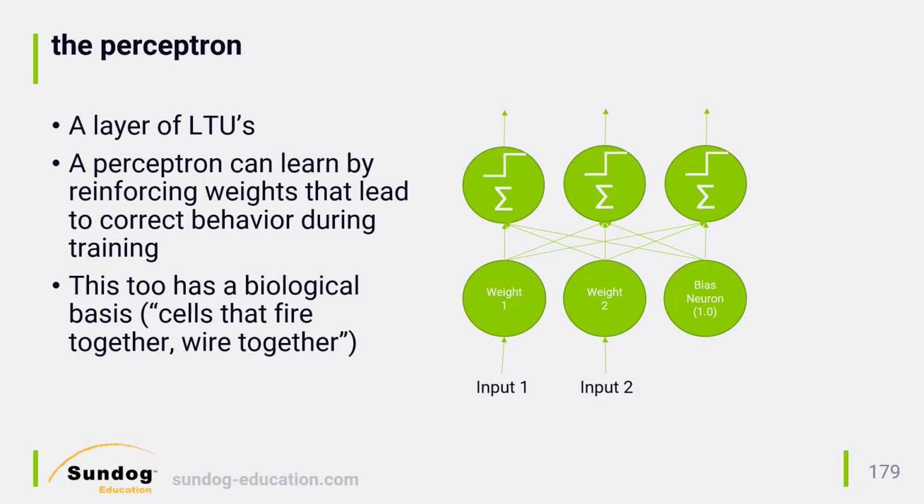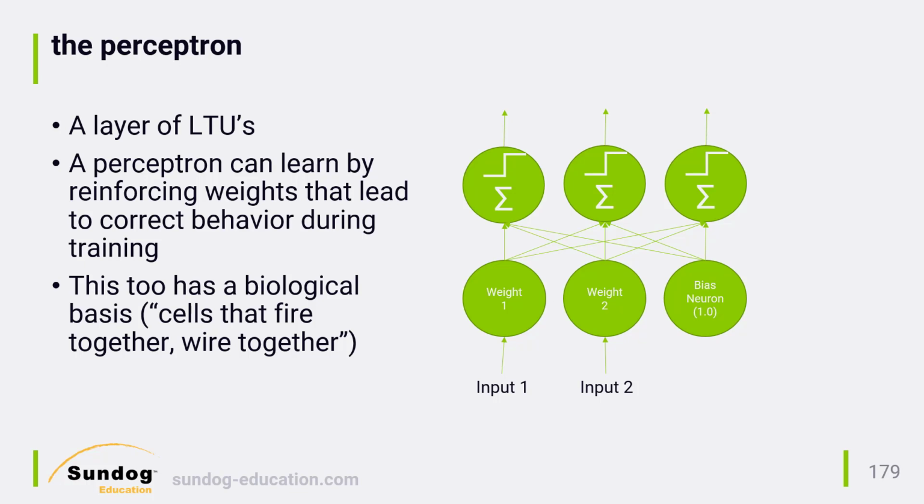Let's build upon that even further and create something called the perceptron. A perceptron is just a layer of multiple linear threshold units. Now we're starting to get into things that can actually learn. By reinforcing weights between these LTUs that produce the behavior we want, we can create a system that learns over time how to produce the desired output. This is also working more toward our growing understanding of how the brain works.